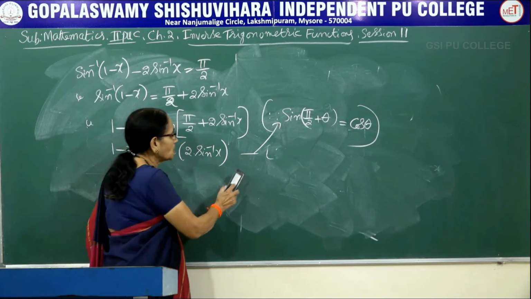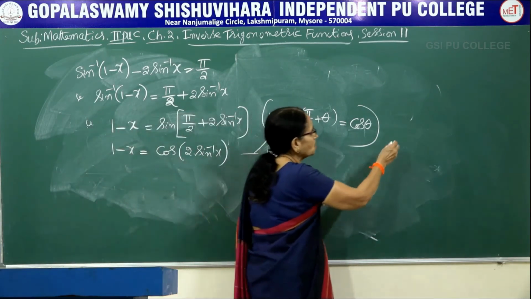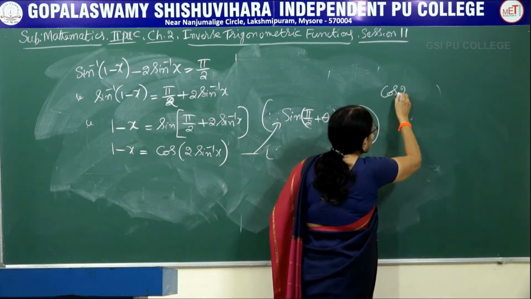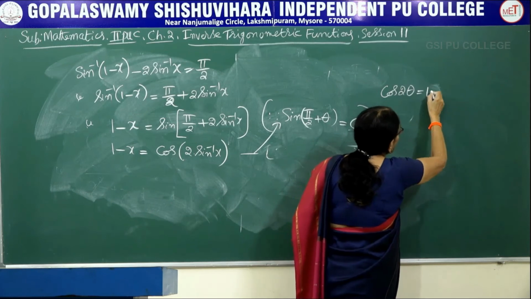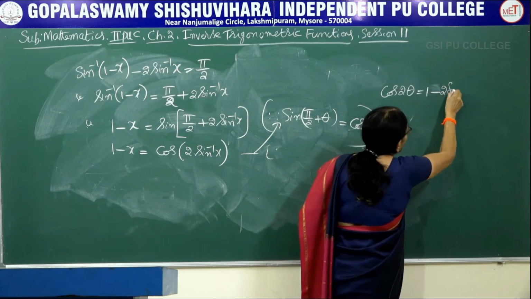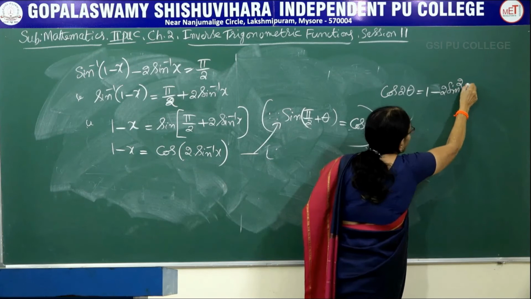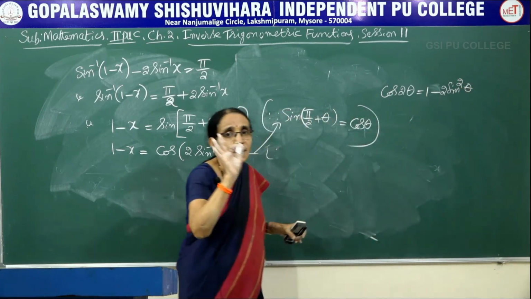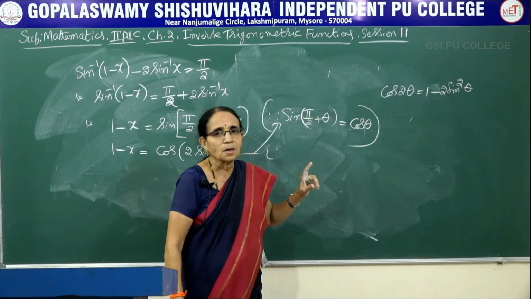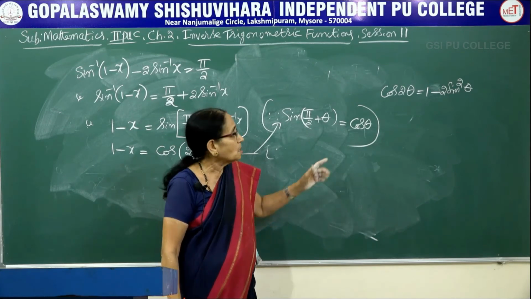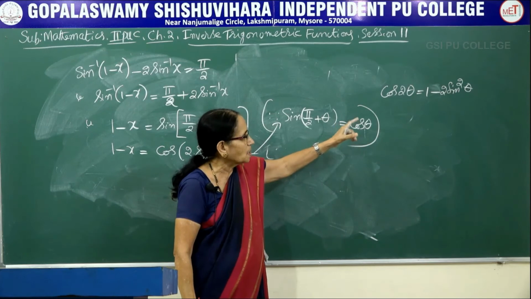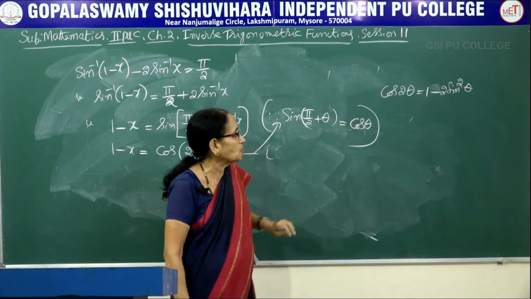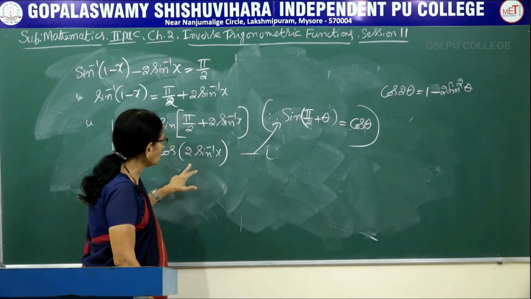Now again we know this result also, multiple angle formula. Cos of 2 theta, as you know, is 1 minus 2 sin square theta. Cos of 2 theta has got 3 expansions. One is cos square theta minus sin square theta. Another is 2 cos square theta minus 1. The third one is 1 minus 2 sin square theta. That can be used directly.